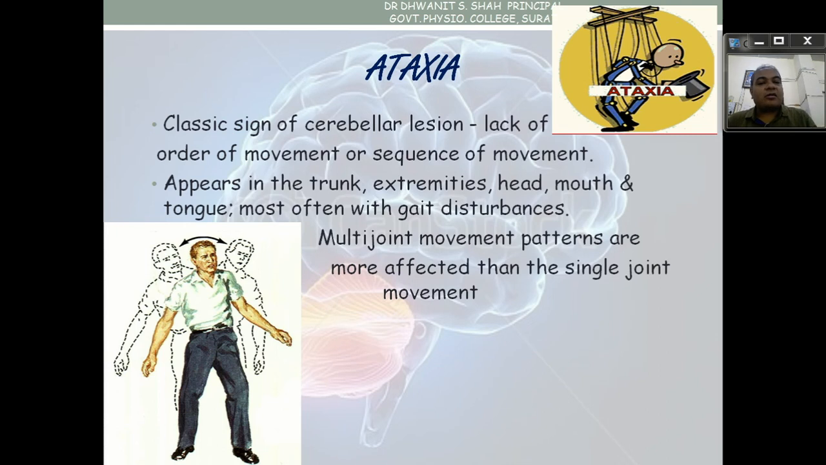It may be the upper limb or the lower limb. Okay, or the trunk. Okay, it involves all the parts of the body. This is called ataxia. Appears in the tongue, extremity, head, mouth, most often with the gait disturbances. Multi-joint movement patterns are more affected than single joint movements. For example, this is the example of the multi-joint movements. Okay, when we are grasping the glass and taking it to the mouth to drink the water. Okay, the multi-joint movements, when you have more than two joints working together in any of the movements, okay, that is called multi-joint movements. Okay, so this is called ataxia.